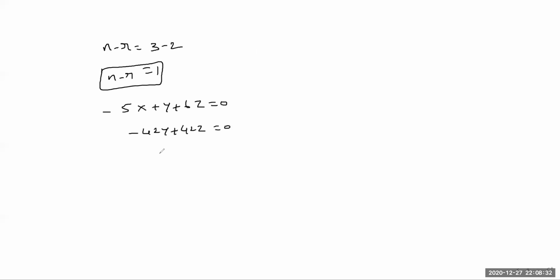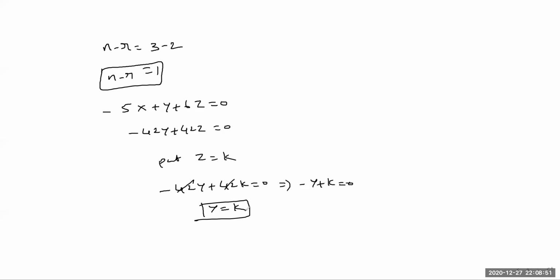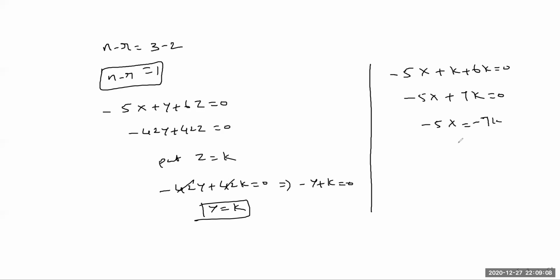Since n minus r equal to 1, put z equal to k. Then substitute here: minus 42y plus 42k equal to 0. The 42s cancel, we get minus y plus k equal to 0, so y equal to k. These two are substituted in equation 1. So minus 5x plus k plus 6k equal to 0, minus 5x plus 7k equal to 0, minus 5x equal to minus 7k, and x equal to 7 by 5 k.